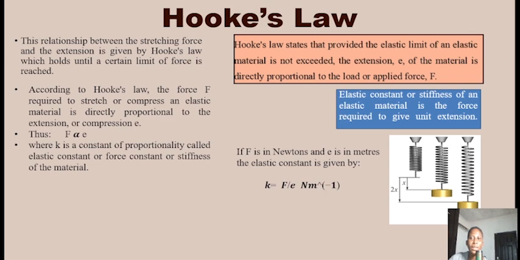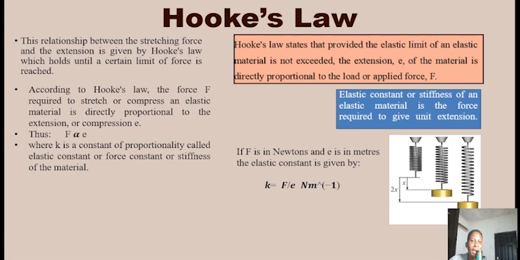It's so important. Don't forget. What happens? Force is directly proportional to what? To the extension. And you already know that when there's a proportionality sign and you want to change that proportionality sign to an equal to, you're going to introduce what is called a constant. So that is what F equals K times E. This K is called the elastic constant.